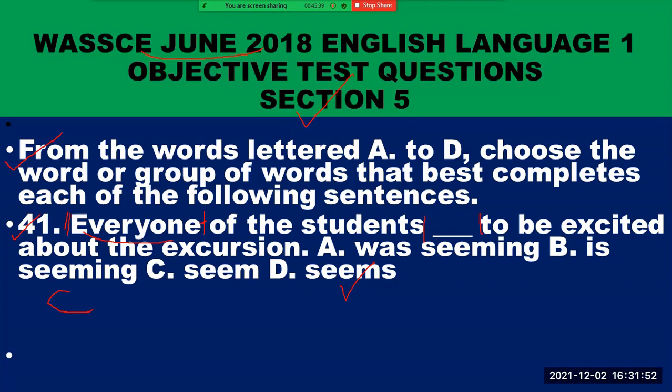Dash, this is supposed to be the verb. This is the column, the gap for the verb. To be excited about the excursion.